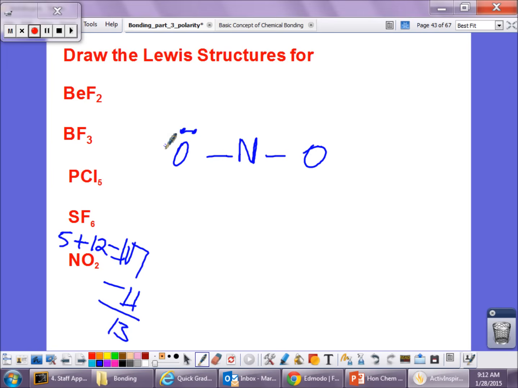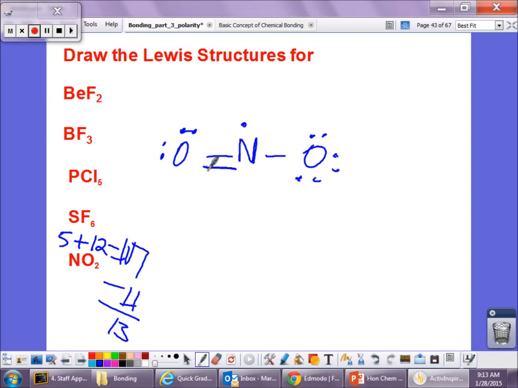Okay, 2, 4, 6, 8, 10, 12. I have 1 left. This is 13. I used everything I had. This is very strange. So, what do I do when I don't have enough? I replace a pair of unshared with a pair of shared. So I share this one with nitrogen.